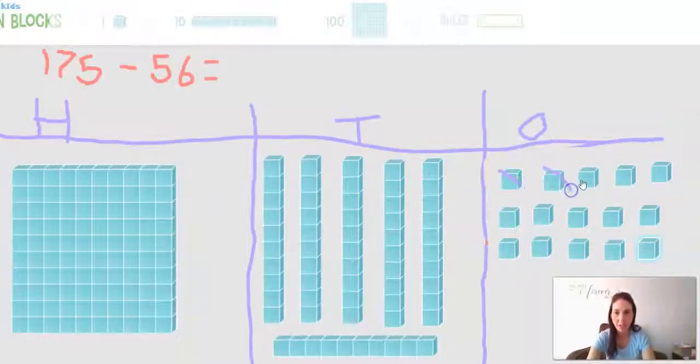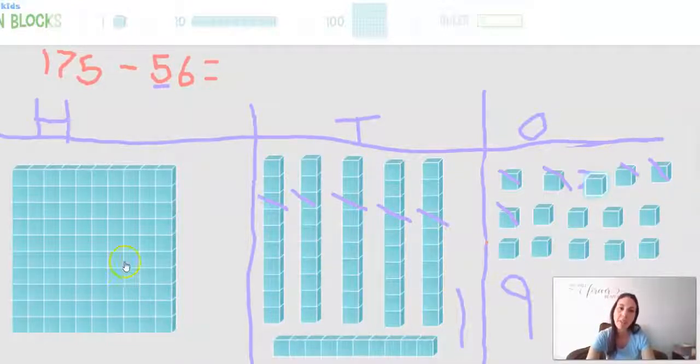1, 2, 3, 4, 5, 6. How many ones are left? 1, 2, 3, 4, 5, 6, 7, 8, 9. Very good. Now we're going to come to our tens. We need to take away 5 tens, or 50. So let's see if we have enough tens to take away. We're going to cross it out. 1, 2, 3, 4, and 5. How many are left? 1.